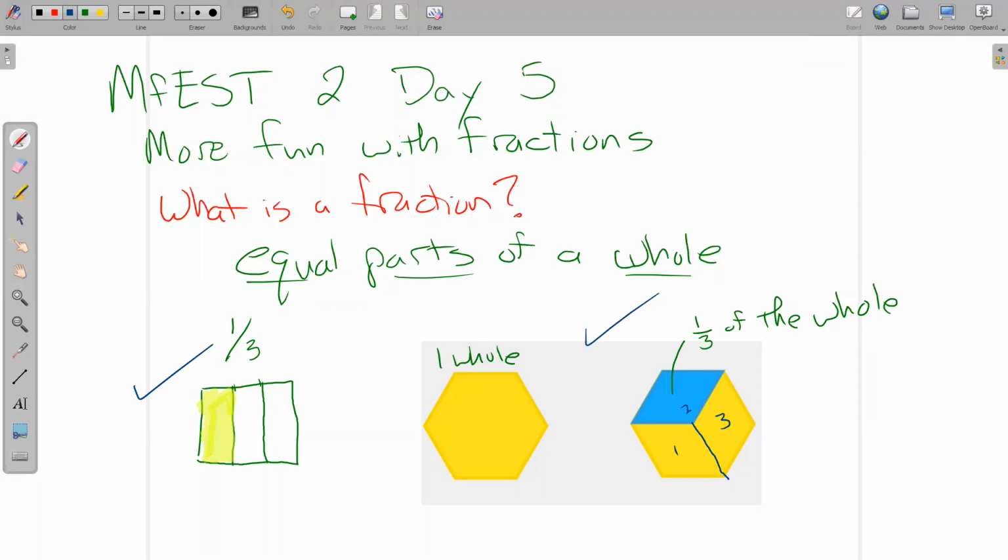So we're just going to play around today with what is a fraction and what does it mean to add and subtract. And then from there, we'll generate some algorithms. So let's get busy.